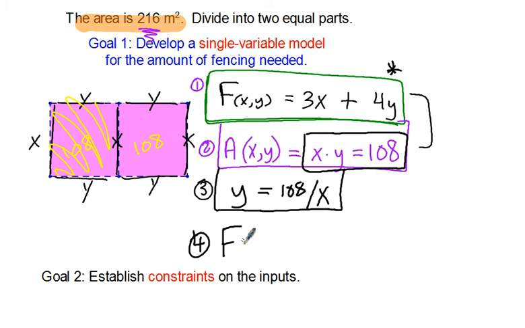Okay, so now what I can do is return back to this guy, the fence function. But this time I'm going to write him as a single variable function because we're going to eliminate y. Alright, so I'm keeping 3x. We've got 4 times y. But what we'll do is we will substitute instead of y, let's write the expression for y, which is 108 divided by x.